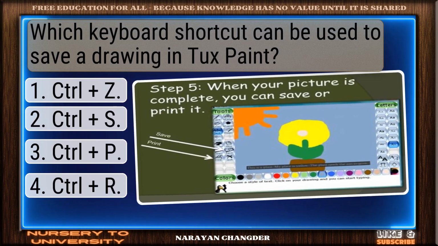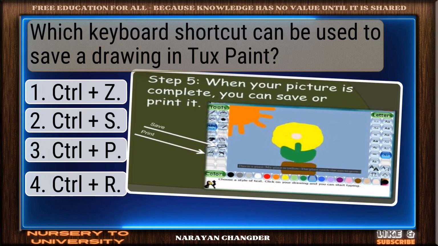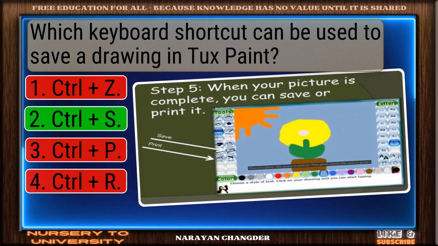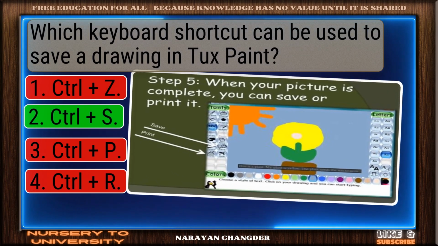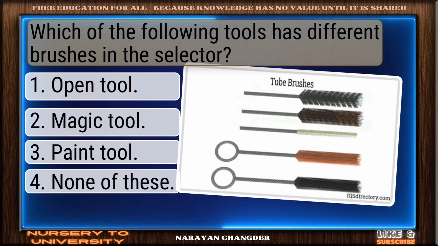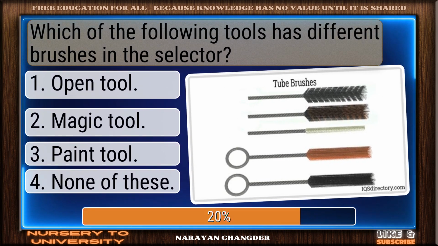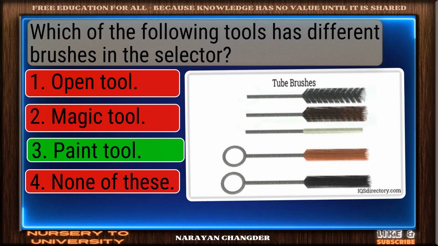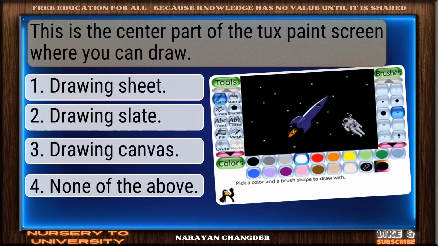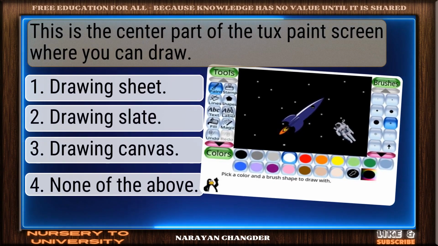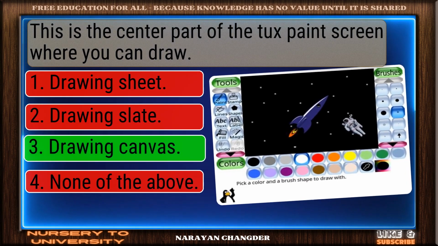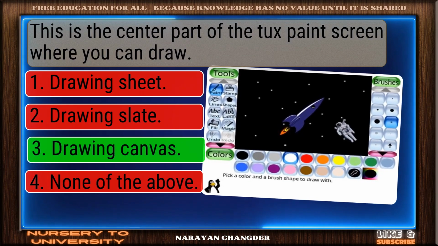Which keyboard shortcut can be used to save a drawing in Tux Paint? Correct. Ctrl+S is spot on. Which of the following tools has different brushes in the selector? Solid response. Paint tool is valid. This is the center part of the Tux Paint screen, where you can draw. Great thinking. Drawing canvas is right.